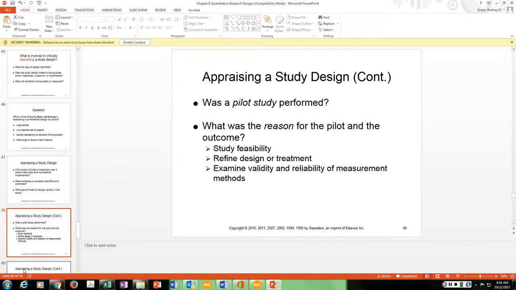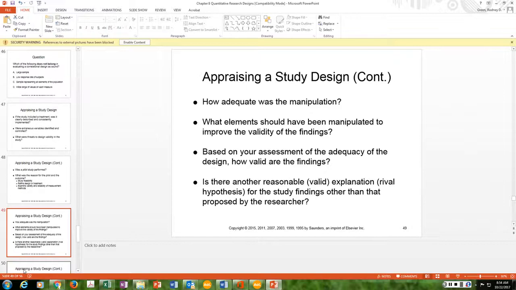Was a pilot study performed? What was the reason for the pilot study? How adequate was the manipulation? What elements should have been manipulated to improve the validity of the findings? Based on your assessment of the adequacy of the design, how valid are the findings? And is there another reasonable, valid explanation for the study findings other than that proposed by the researcher?